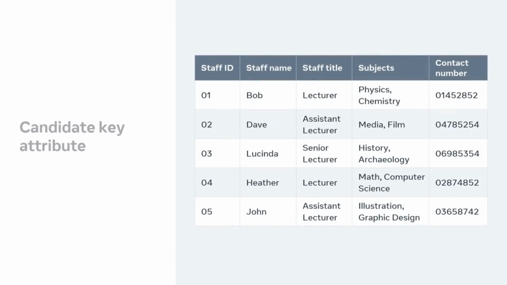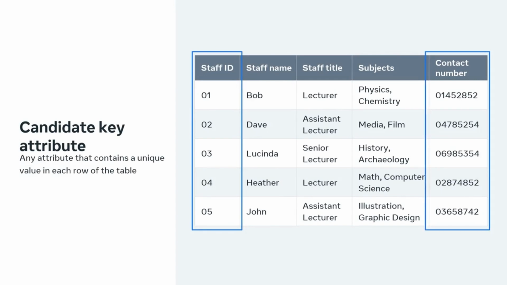There's also the candidate key attribute. This is any attribute that contains a unique value in each row of the table. In the case of the staff table, both the staff ID and contact numbers are examples of candidate keys. Each has a new unique value in each row. The other columns can contain repeated information, so they're designated as non-key attributes.